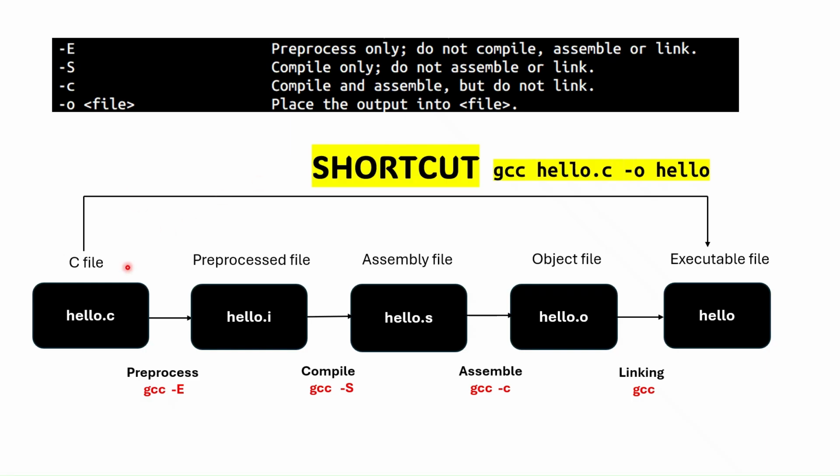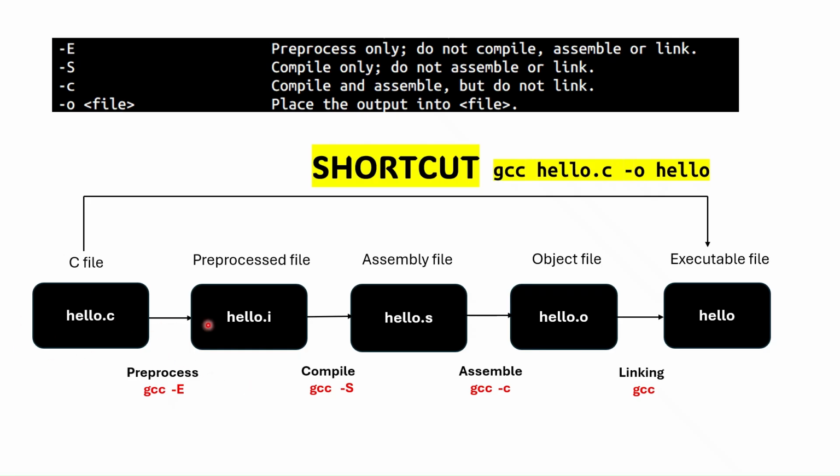GCC has several options, so you could simply memorize which option produces which file. So this option is for this file and that option is for that file. But instead, I want to briefly walk through the overall compilation process, as you can see, so you can understand what GCC is actually doing. So we start with our C source file hello.c.